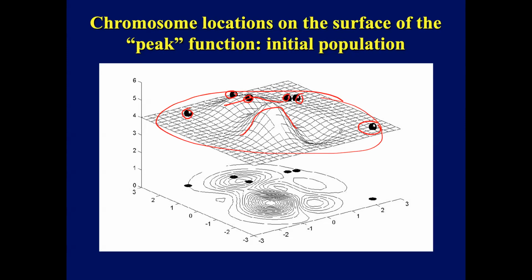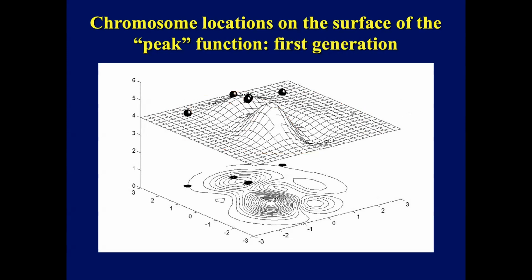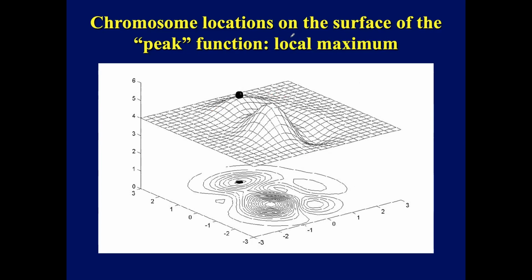As we now continue iterating, you see that the locations of the chromosomes start approaching some of the peaks. Here we see the chromosome locations on the surface of the peak function after the first generation. And as we continue, after 100 generations, for example, all the chromosomes will have moved and peaked at one of the peaks. But when we look at the peak they have gone to, that is a local maximum. It is a lower peak. It is not the highest peak.